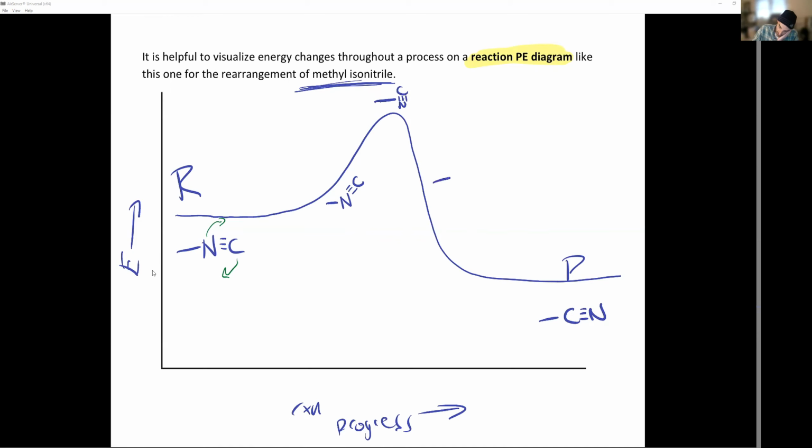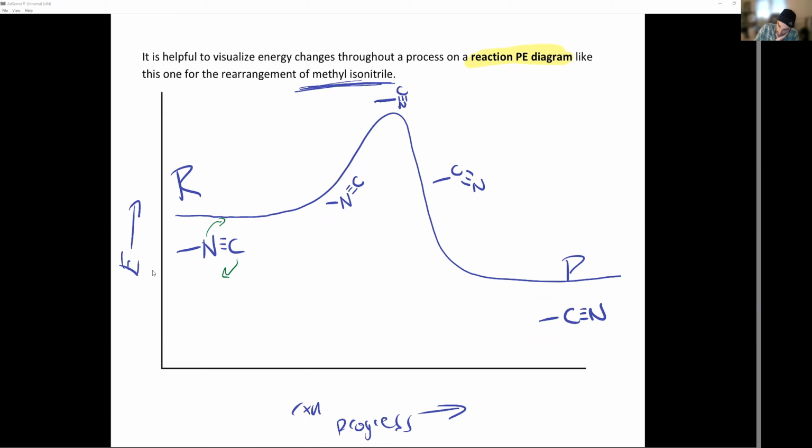And as we start to slip down, the carbon is now starting to replace the nitrogen until we finally get to the product. So it starts here, starts to rotate, the carbon is starting to rotate away, the carbon is now bonded, and we finally have our product. So it's just a slow exchange.